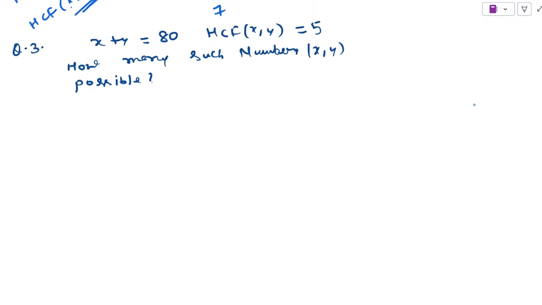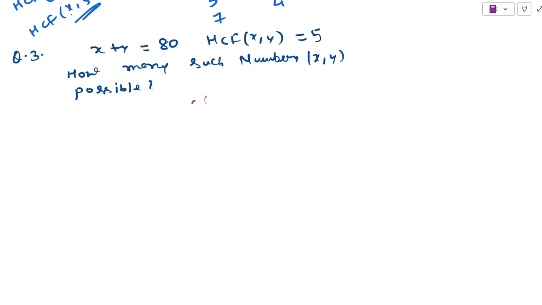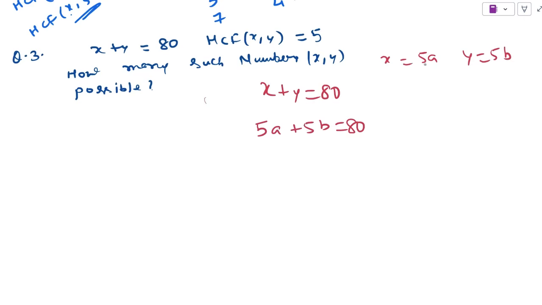Let us do the last question for the day. So I've been given x plus y equal to 80. And I've been told that the HCF of x, y is 5. So x can be taken as 5a and y can be taken as 5b. And I need to find out such numbers x, y for which these cases are possible. So 5a plus 5b equal to 80, and HCF is 5.